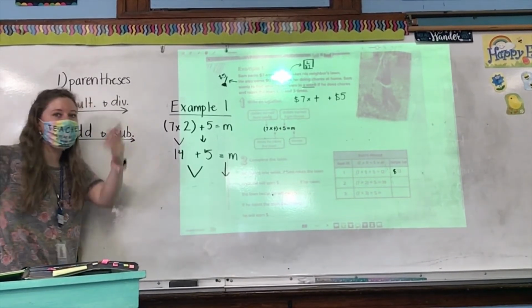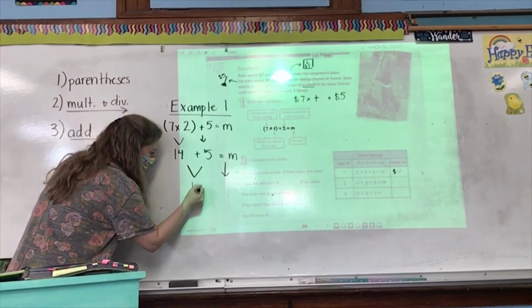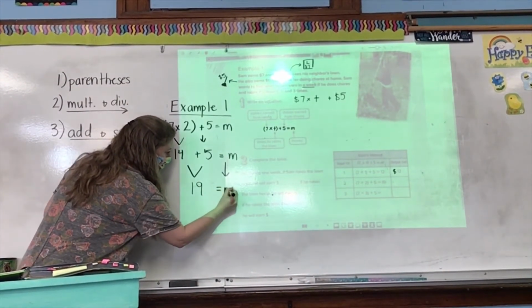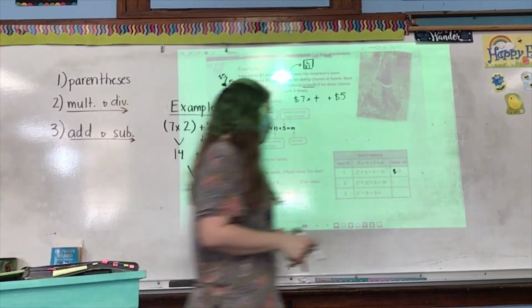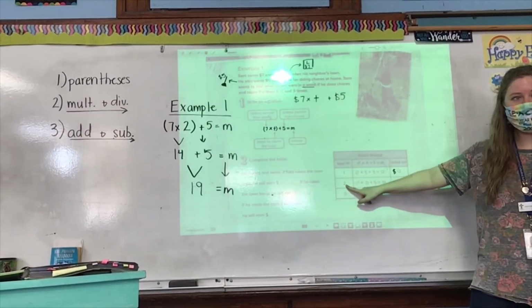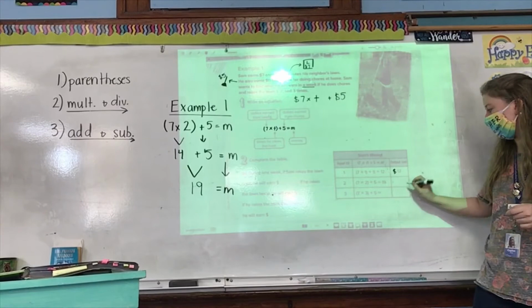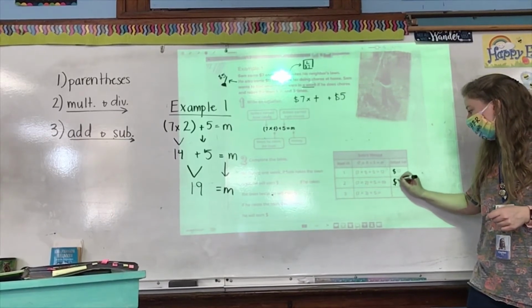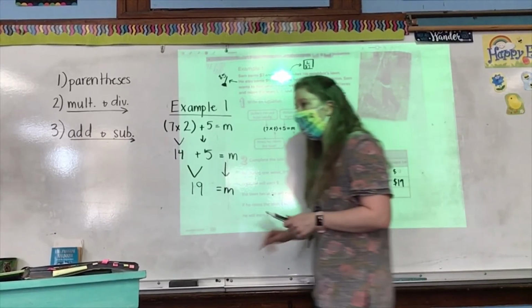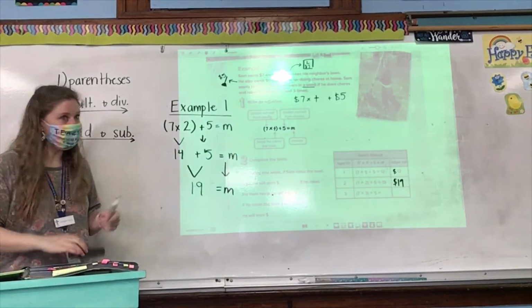14 plus 5 is 19. Bring down the rest of the equation. So, if Sam mows the lawn twice, how much money will he make, class? $19. Okay, let's do it again.